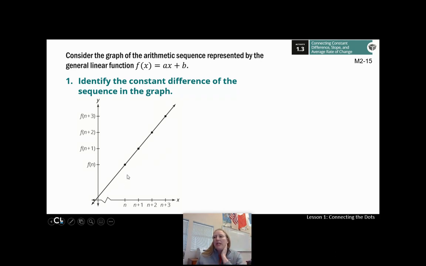You'll notice when I plug in an n, I get out an answer of f of n. When I plug in an n plus 1, I get an answer of f of n plus 1, and so on and so forth. So what I'd like you to do is, on the graph, identify the constant difference of the sequence. Go ahead and hit pause, draw on the graph where that constant difference is, and then hit play when you're ready to check your work.